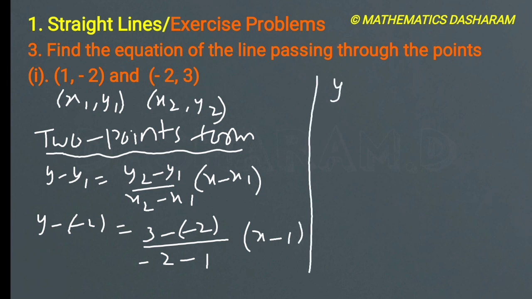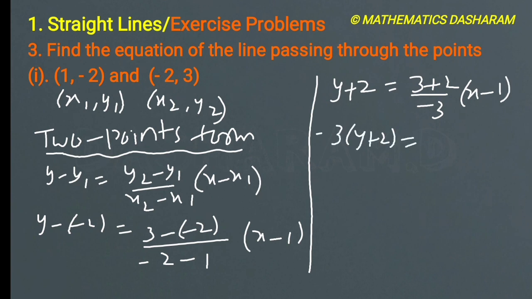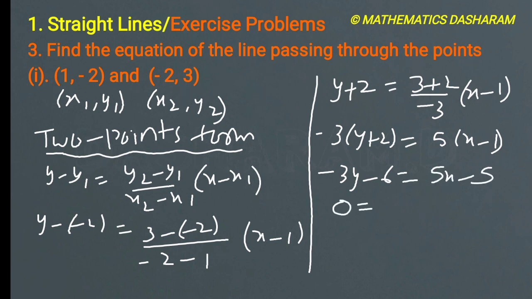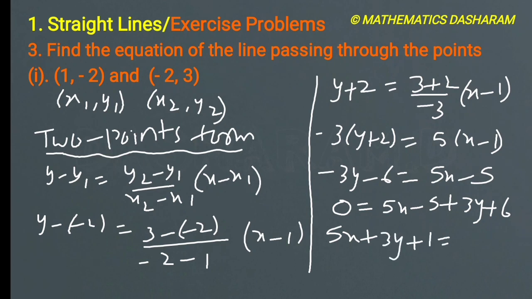So y + 2 equals 3 + 2 divided by -3 into (x - 1). So -3 into (y + 2) equals 3 + 2, 5 into (x - 1). -3y - 6 equals 5x - 5. Now I am transposing the two terms to the RHS side. So 5x - 5 + 3y + 6. So 5x + 3y - 5 + 6, which is 1, equals 0. So this is our required answer.